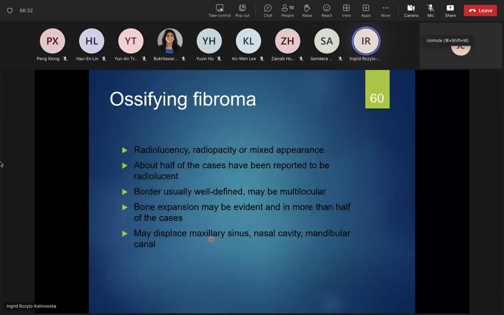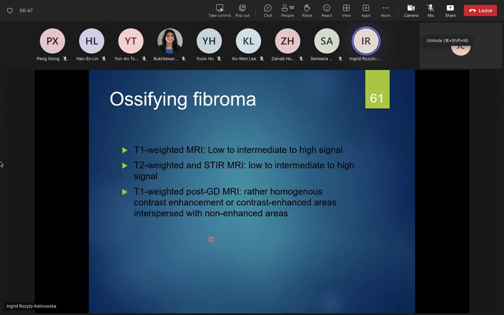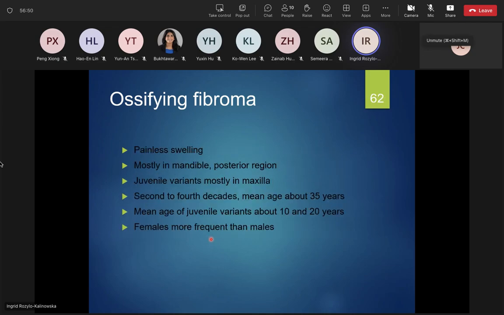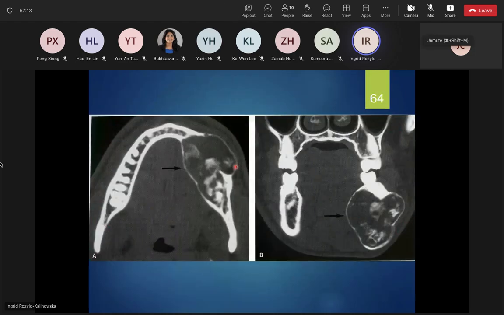As for ossifying fibroma, it's radiolucent or radiopaque or mixed, and about half of the cases are radiolucent. It's usually well defined, but maybe multilocular, and it may also expand the bone. It's a tumor of young people, second to fourth decades, with some juvenile patients as well. So this kind of tumor, of course, has to be also differentiated from the Pindborg tumor, so the calcifying epithelial tumor.